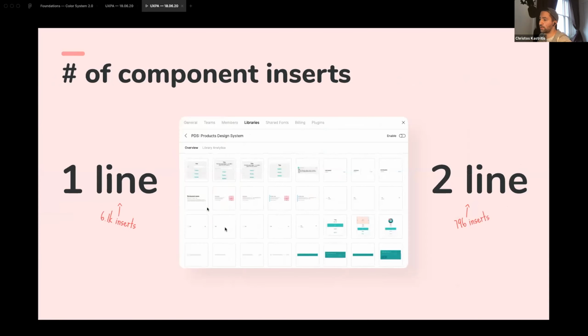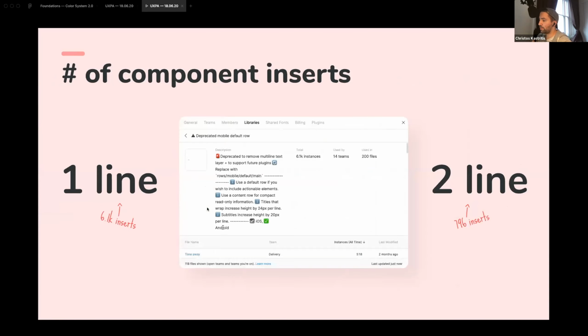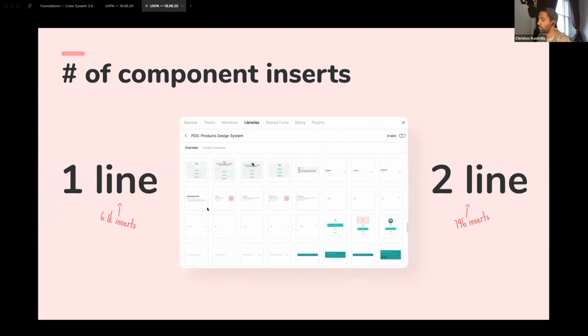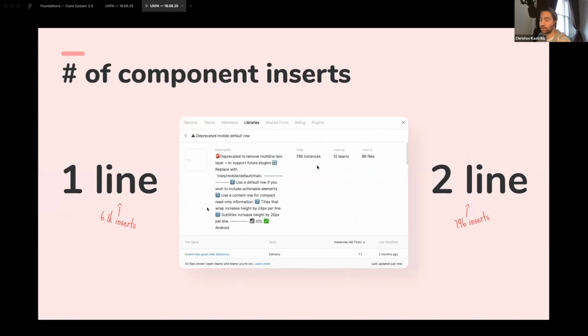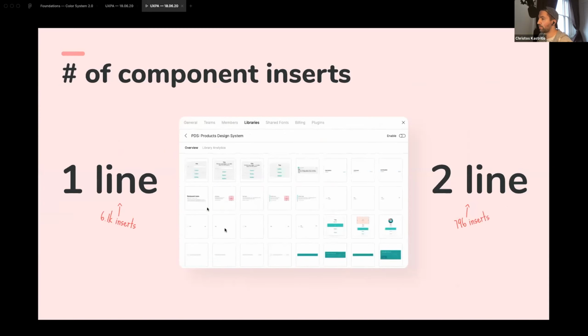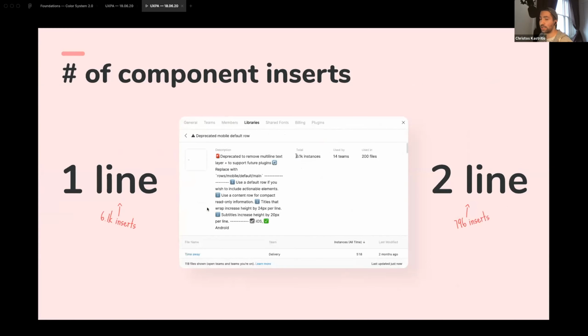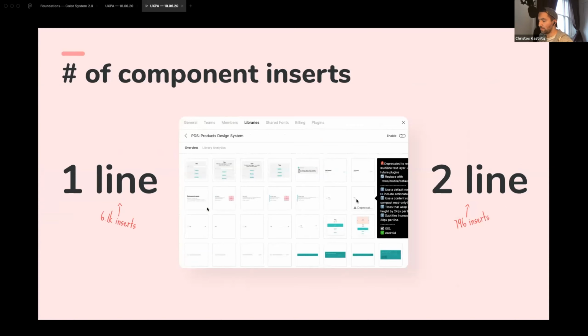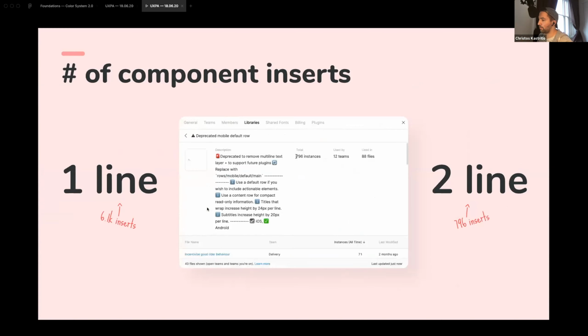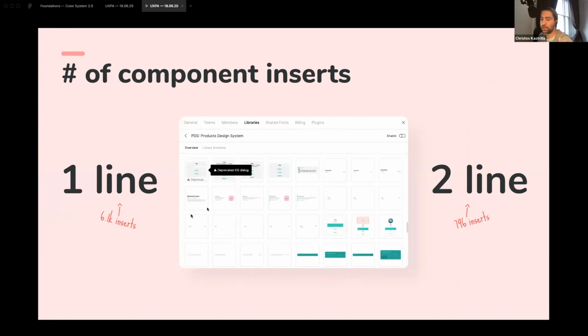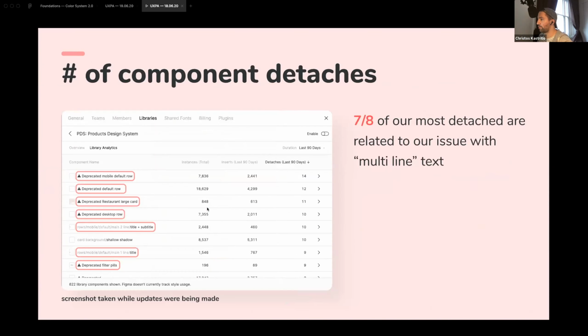And so I was able to go in and have a look and see the number of inserts for those components. So I can see that the 1-line for our row had over 6,000 inserts, whereas our 2-line had less than 1,000. That's over 760%. And that was seen across our library. And so doing little things like this can make us a bit more confident in building the right stuff and trying to remove that friction.